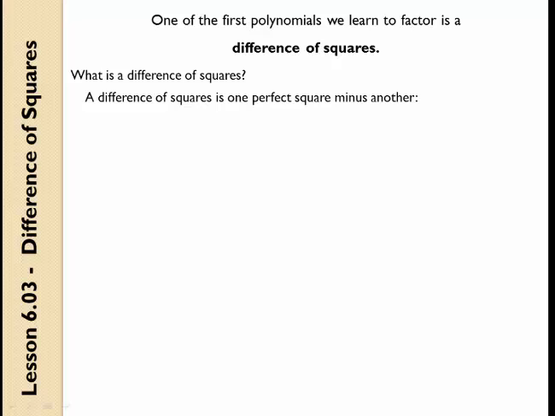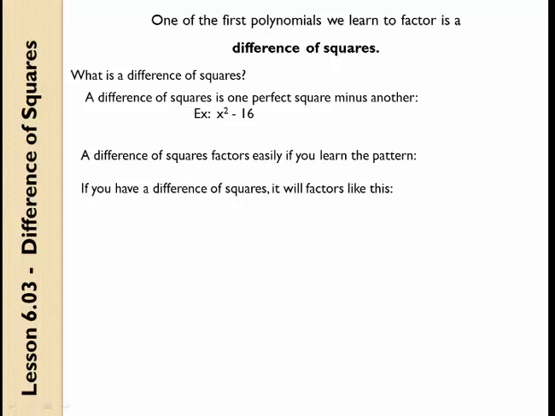A difference of squares is one perfect square minus another perfect square. So, for example, x squared minus 16. X squared is a perfect square, and so is 16. The difference of squares factors very easily if you learn the pattern.